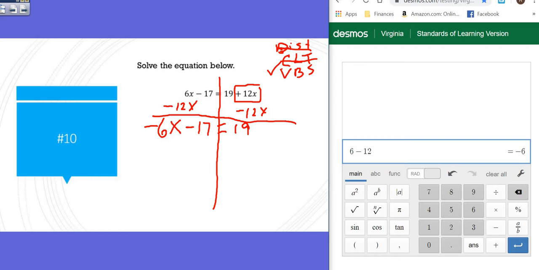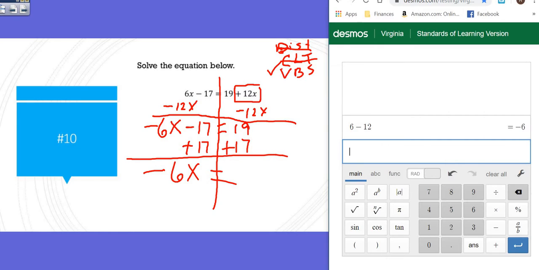Then I'm going to look at it again. Negative 6 times x minus 17 equals 19. So I'm going to have to go after this negative 17 first, because you always go after the number that's by itself before you go after the number that's with the x. So I'm going to bring down negative 6x equals, and I'm going to come back over to my calculator, and I'm going to do 19 plus 17, and that gives me 36.